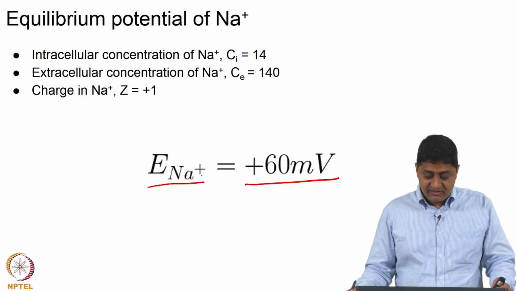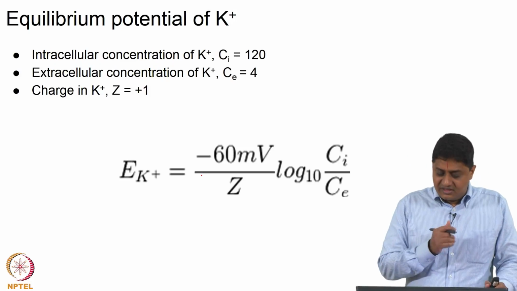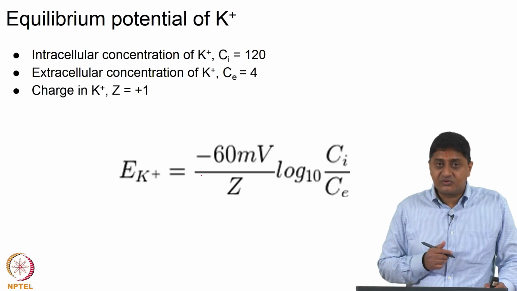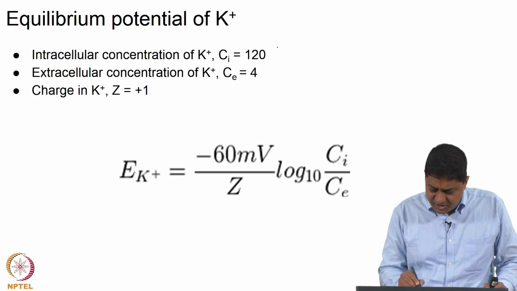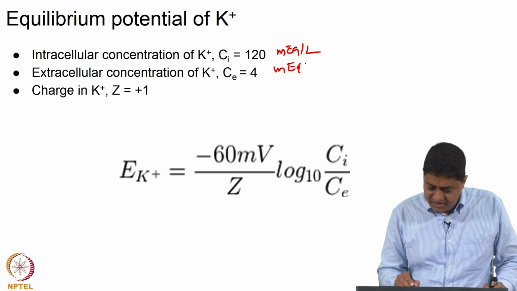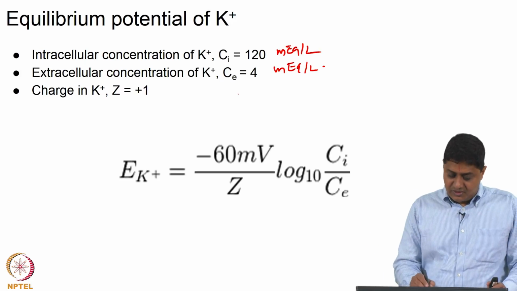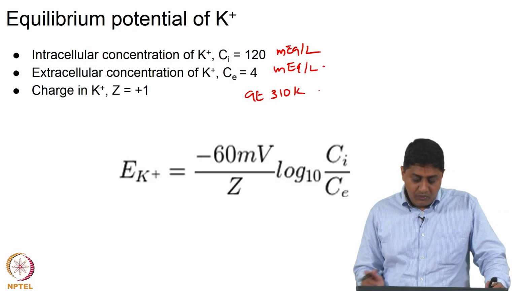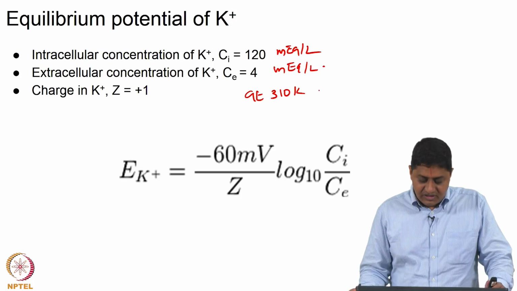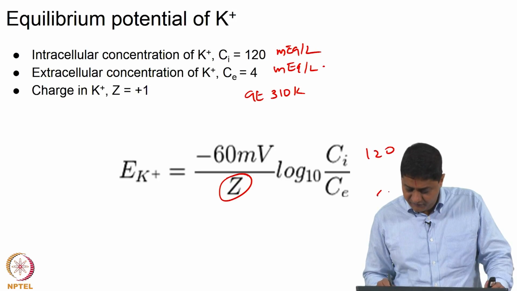So, let us consider the situation for potassium. Let us remember we discussed the typical concentrations of potassium, sodium, chloride in an earlier class. Let us remember that the concentration inside was approximately 120 milliequivalent per liter and outside is 4 milliequivalent per liter, is it not? Now, once again I could substitute this. Again the problem is to be solved at 310 Kelvin. Now, let us substitute the value of Z, which is plus 1 here, and substitute for C_i and C_e, which is 120 and 4.